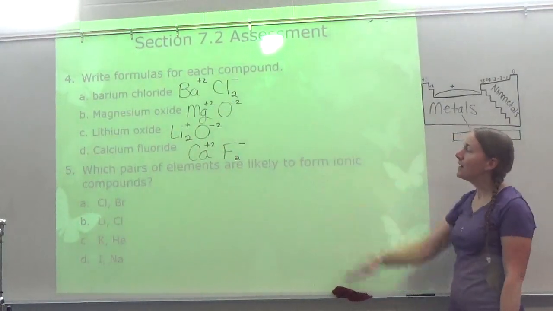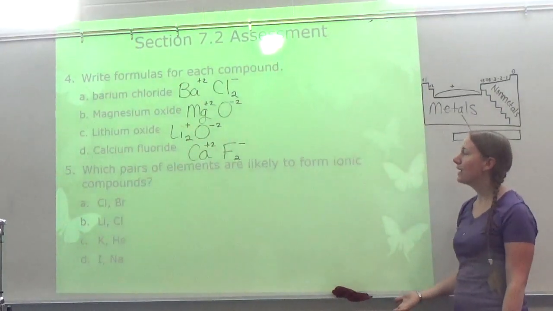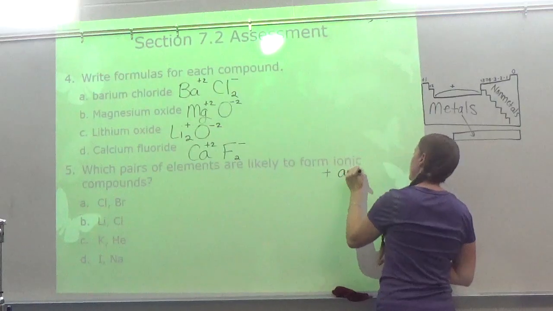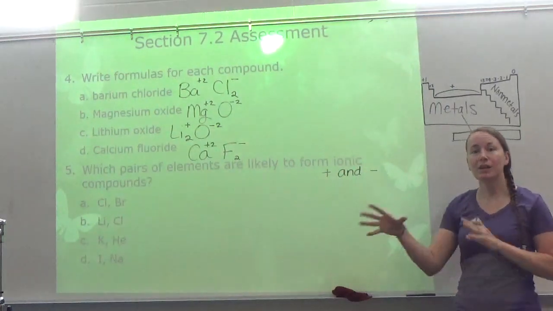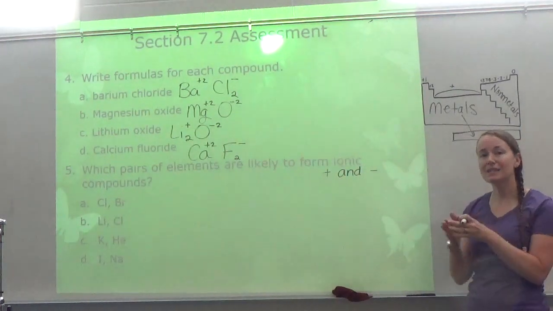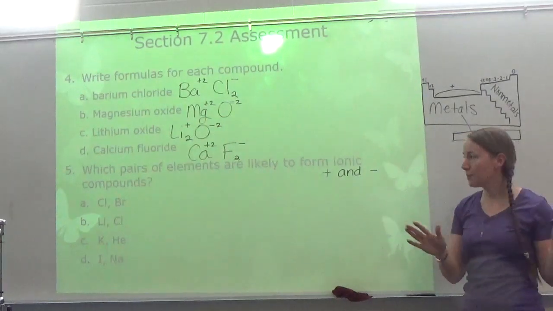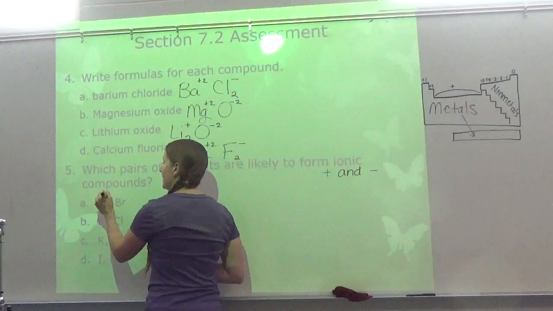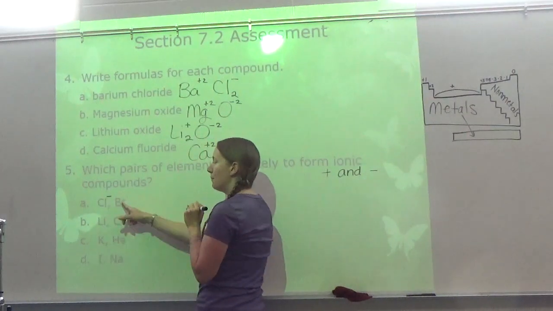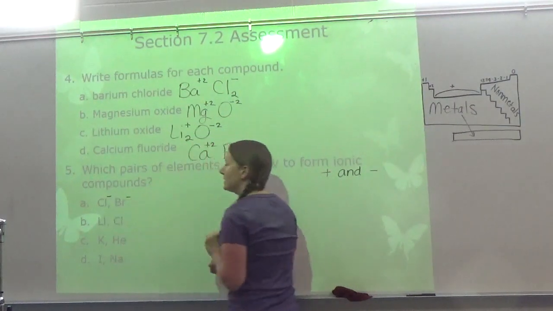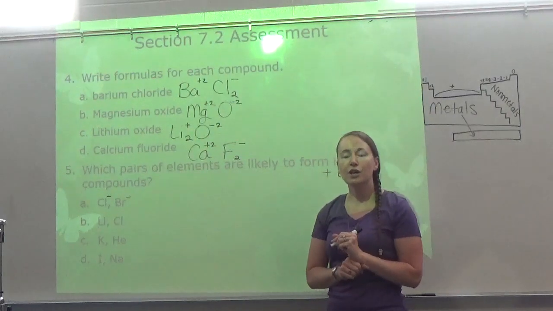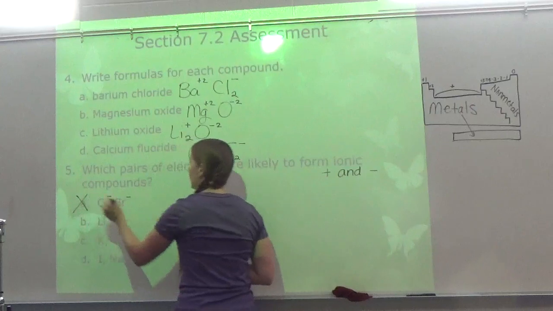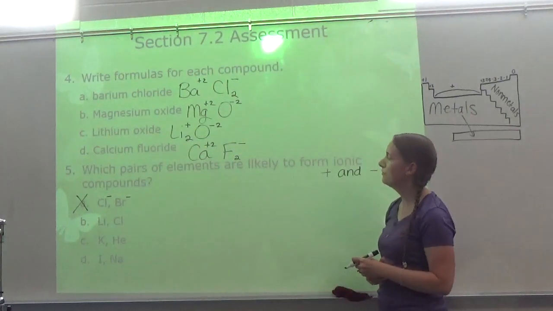All right, so number 5, which pairs of elements are likely to form ionic compounds? Remember, an ionic compound is made of a positive and a negative. You gotta have metal and non-metal, positive and negative. 2 positives will repel, 2 negatives will repel. All right, so let's look at our charges. So Cl is in group 17, so it has a -1 charge. Br is also in group 17, so it has a -1 charge. So will 2 negatives bond ionically? No. So A is not going to form.